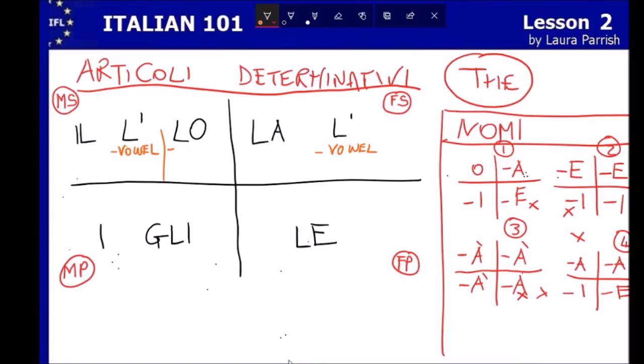You use this in front of all masculine singular words that start with S plus consonant. So every time you have S plus consonant, you use lo. You use lo in front of masculine singular words starting with Z, and there is also another letter, Y, even if it's pretty rare in Italian. Okay? Okay, gli: masculine plural words starting with a vowel.